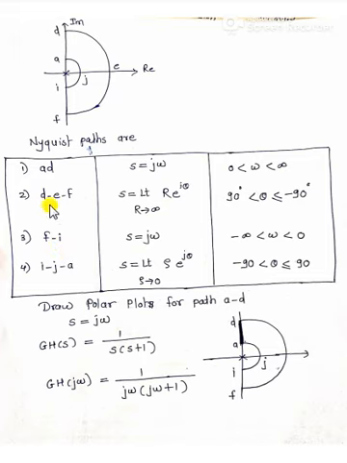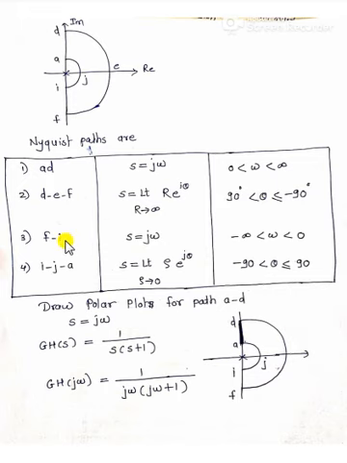Then next is DEF. This D, E and F. Now here S we can write as limit R e^(j theta), where R tends to infinity. Here R is the radius of the second, meaning the large semicircle. The radius is tending to infinity. So here theta varies from 90 to -90 degrees. Why? This D, E, F, here R is tending to infinity.